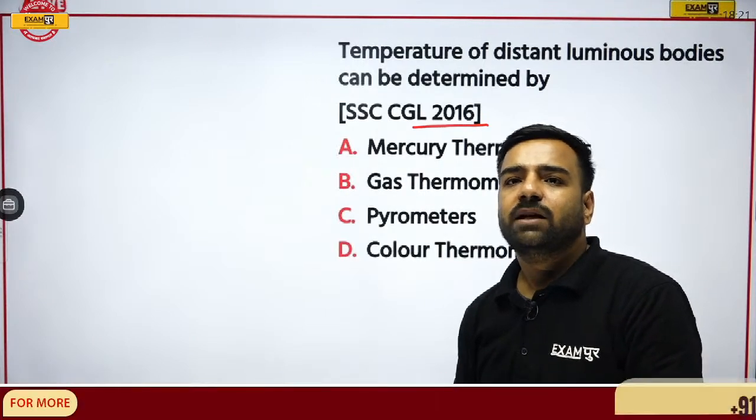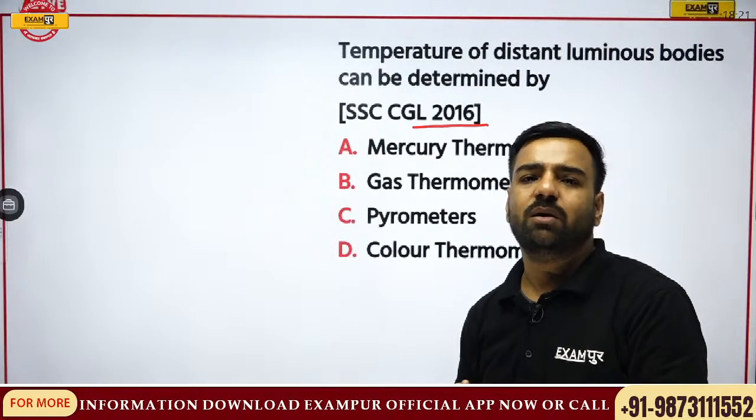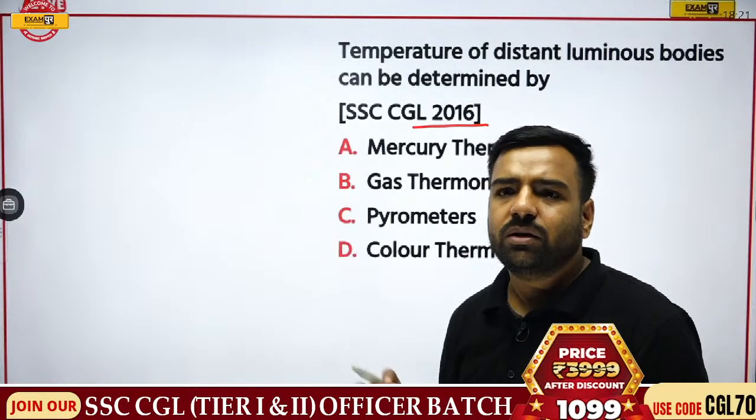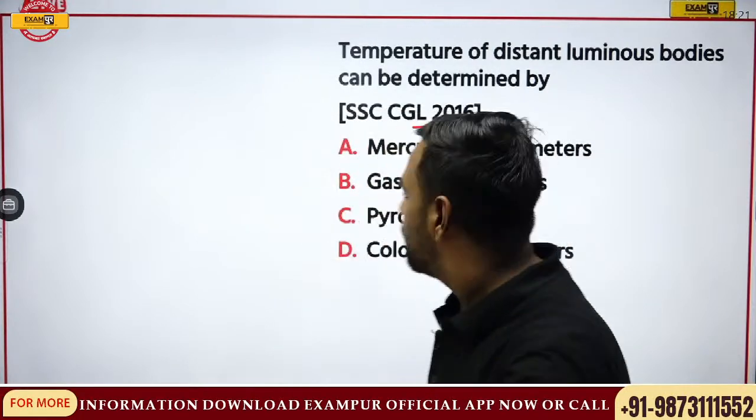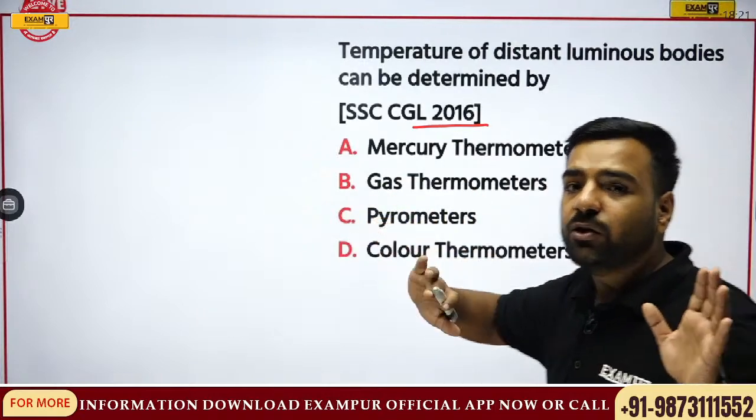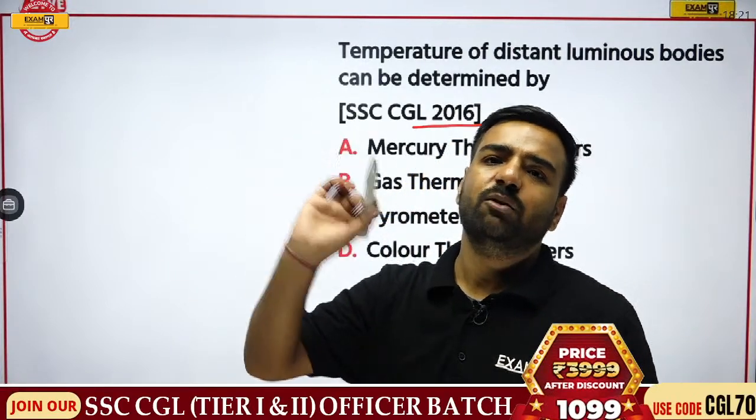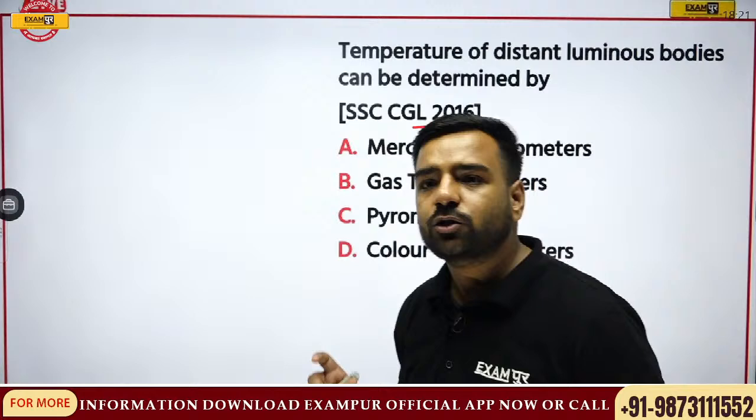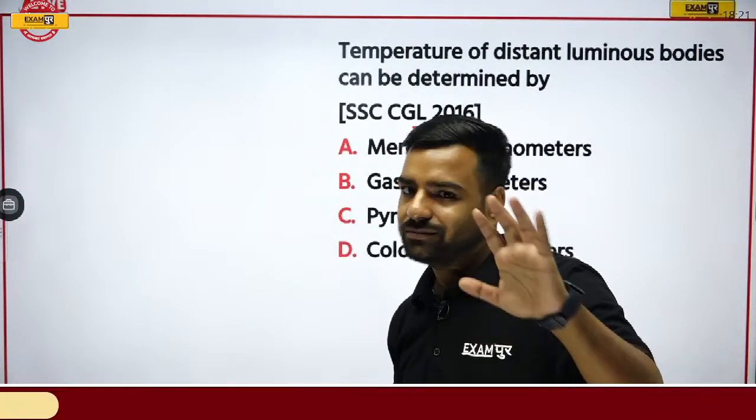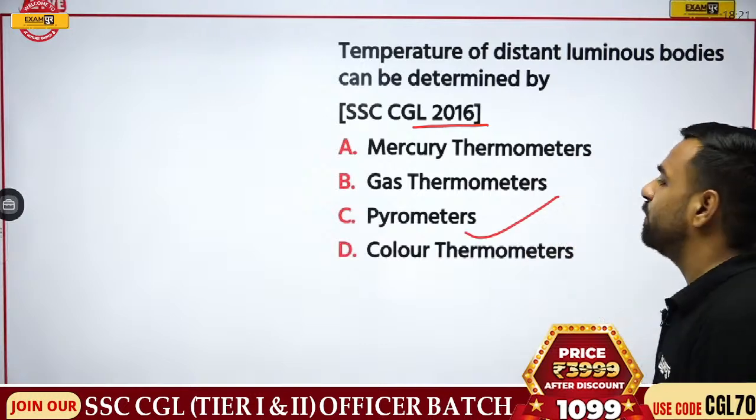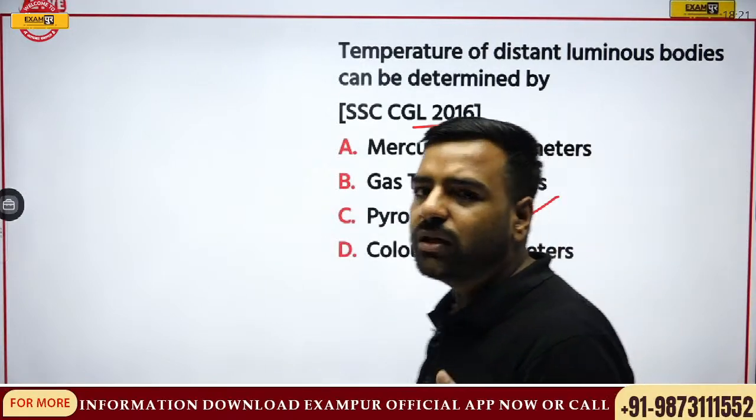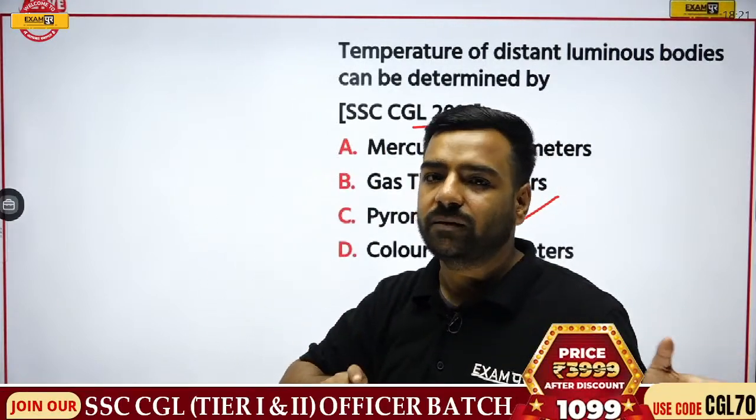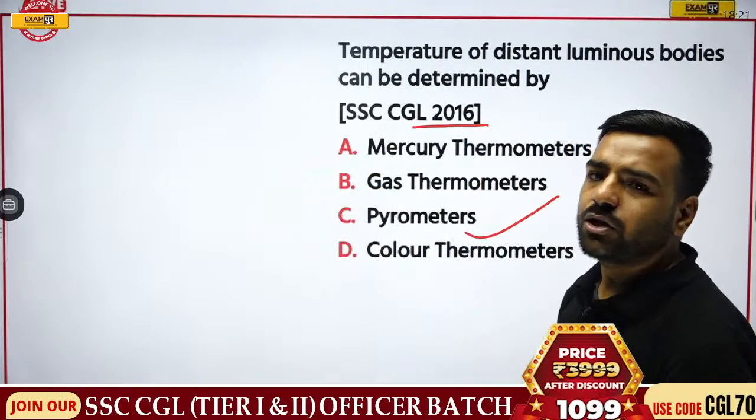If I talk about distant luminous objects, you can talk about any one of the luminous bodies. For example, I am talking about the sun. Please remember, whenever we are talking about a distant object and I want to measure its temperature, it's not possible to take a mercury thermometer or gas thermometer over there. So what we can do, we can use the concept of radiation. That's totally correct, Ganesh. Awesome. You have given the correct answer. The correct answer is going to be pyrometer. A pyrometer calculates the exact temperature by using radiation. So for distant luminous objects, we are using pyrometers.